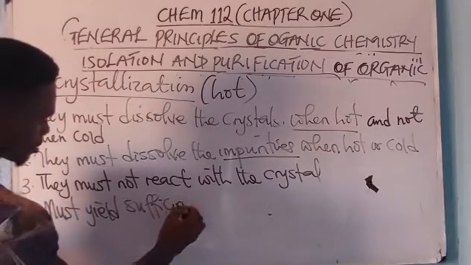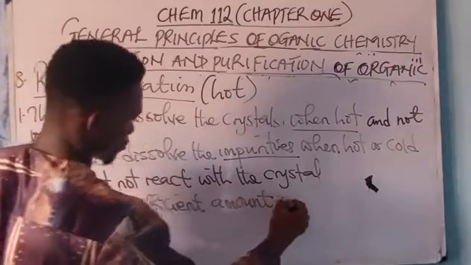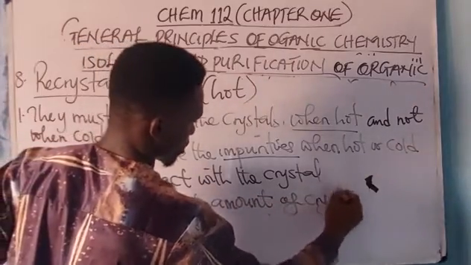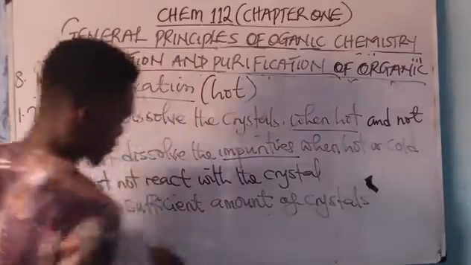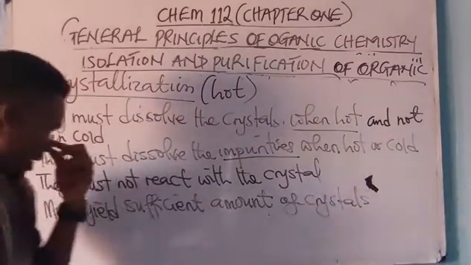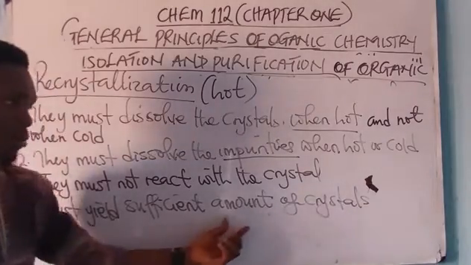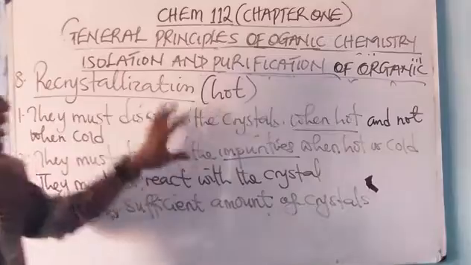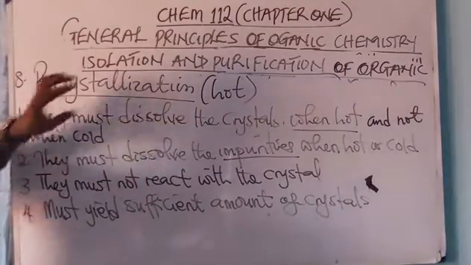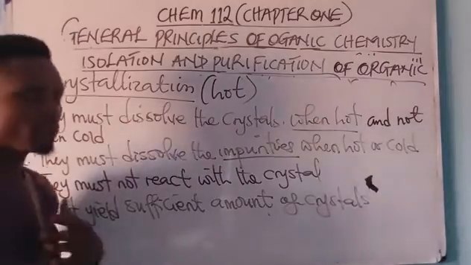Number four, the solvent must yield a sufficient amount of what? Crystals. All right, they must not react with the crystals, and the solvent used must produce a large amount of crystals. So these are the features of the solvents that must be used during recrystallization.